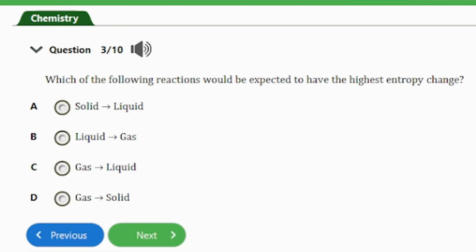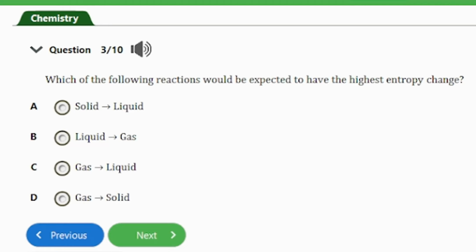That's question number 3. It says, which of the following reactions would be expected to have the highest entropy change? A. Solid to liquid, B. Liquid to gas, C. Gas to liquid, D. Gas to solid. The answer to this question will be option B, and that's liquid to gas.